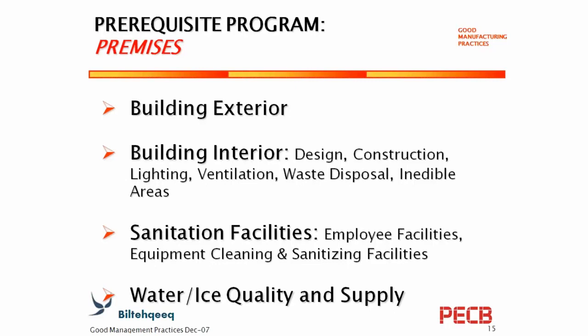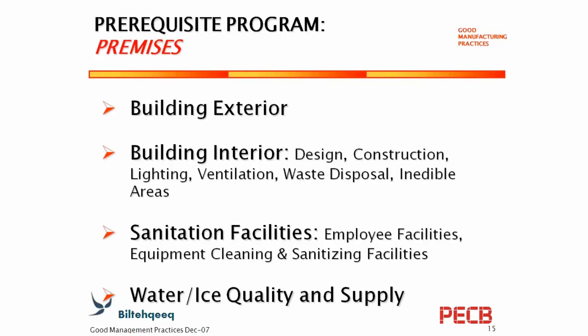You have to take care of some issues, and this is the prerequisites program. And the first thing is the premises. And premises, the very important thing is the exterior of the building, the surrounding where your plant is working, or where the operations of the food management system are under practice. And if the external environment is very bad, then it will definitely affect your quality management system in an adverse way. So when you are going to select the site of your plant, you should be careful about the external environment.